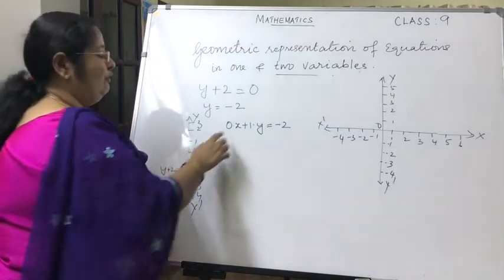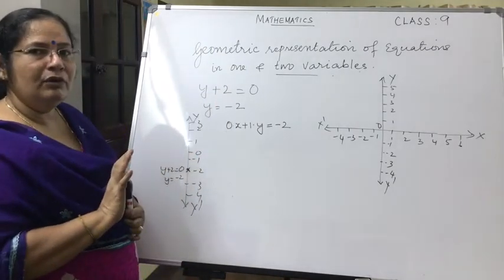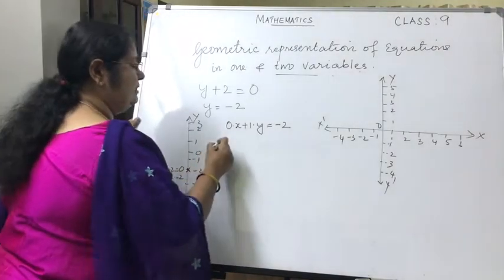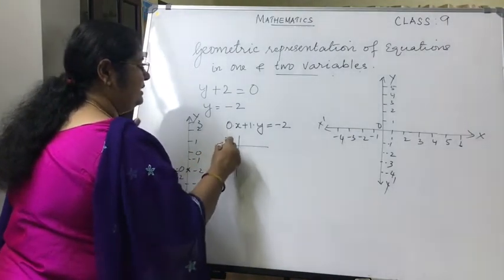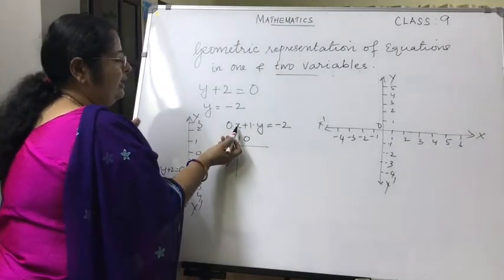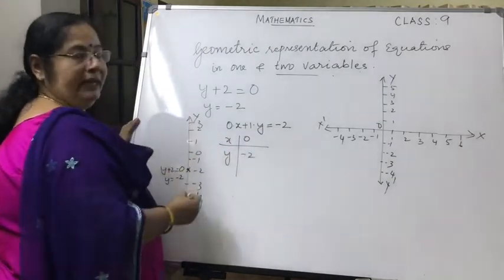Whatever be the value of x, this term will become 0. So what does the equation reduce now to? y is equal to minus 2. So can't you form the solutions? Okay, we are going to write the solutions. x, y: when x equals 0, what is the value of y? When x is 0, this term becomes 0. What remains? y is equal to minus 2.